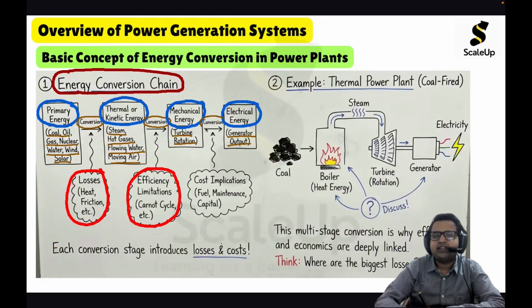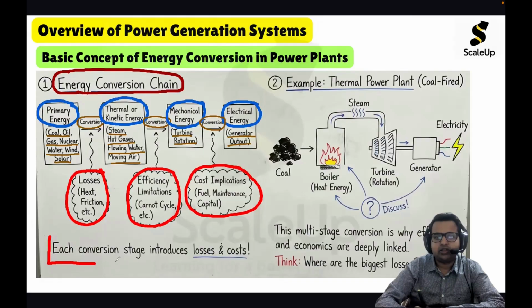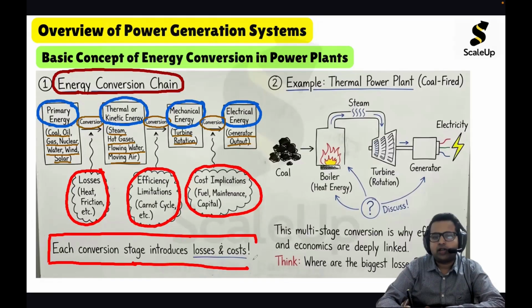And when mechanical energy is converted into electrical energy, cost implications will be there, like fuel, maintenance cost, capital. So every conversion has some challenges associated with it: primary energy conversion to thermal or kinetic energy, losses are a challenge; thermal energy conversion into mechanical energy, efficiency limitations are a challenge; and mechanical energy conversion into electrical energy, cost implications are a challenge. So each conversion stage introduces losses and costs.